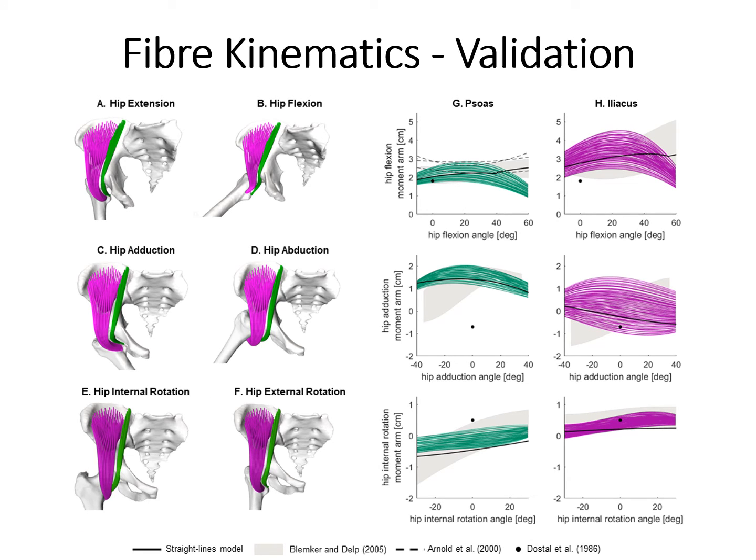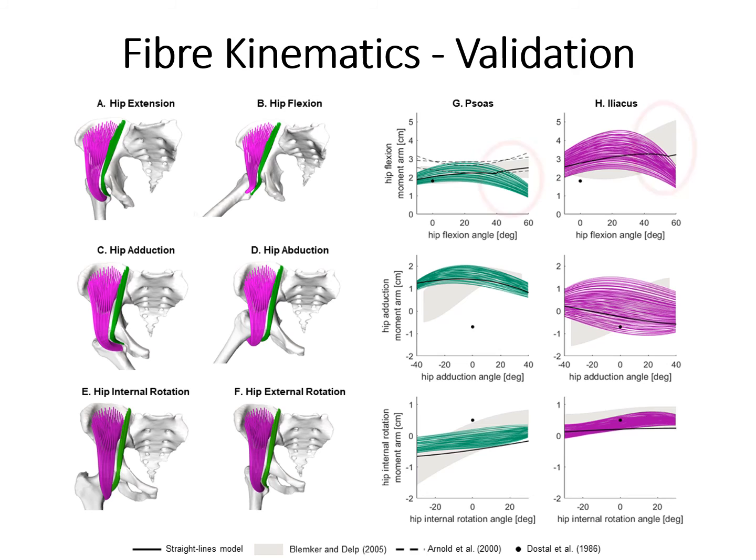These are the results we obtained for the hip flexors, the iliacus and the psoas. In this slide, each row represents a hip joint movement, and on the left side you can see the fiber kinematics of the highly discretized models, while on the right side the muscle fibers moment arms are compared. The moment arms estimated from the highly discretized muscles are generally in good agreement both with the straight line model created from the same anatomical dataset and with the previous studies considered for validation.